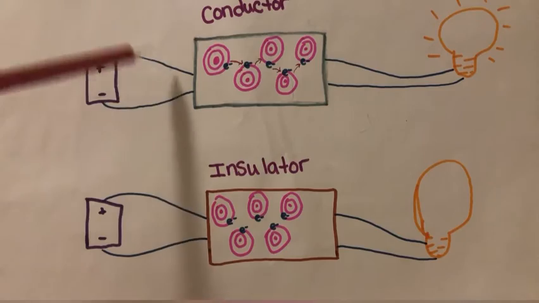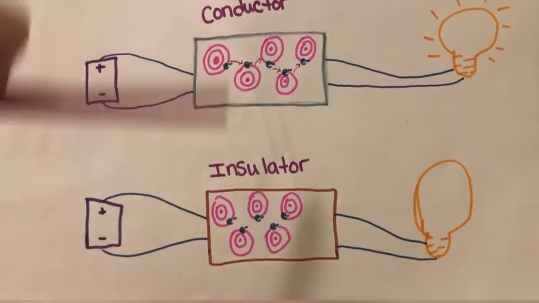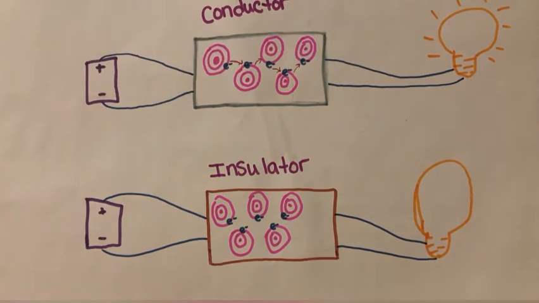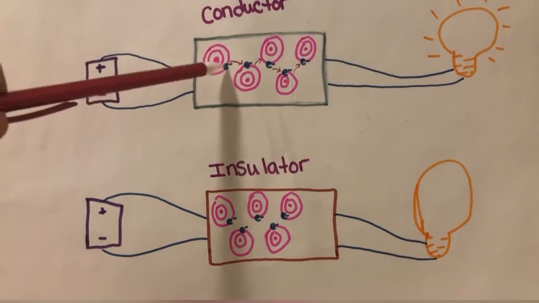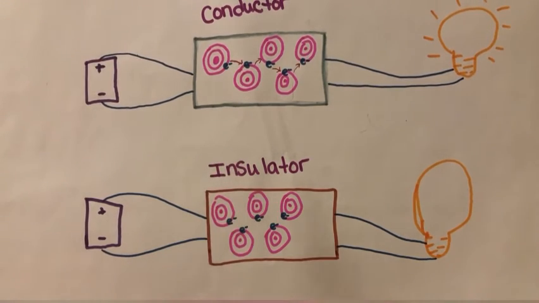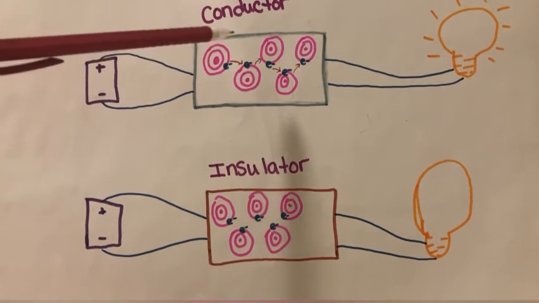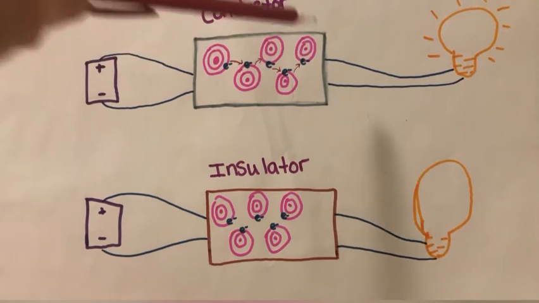So here's a quick diagram of our experiment. This is the battery, these are the leads leading to the conductor and insulator, and this is the light bulb. Now, not all materials allow these electrons, the little e's on these pink particles, to flow freely. So materials made from conductors like the coin, the paper clip, and the wire that we used in the experiment enable the electrons, these little e's, to flow freely from particle to particle.